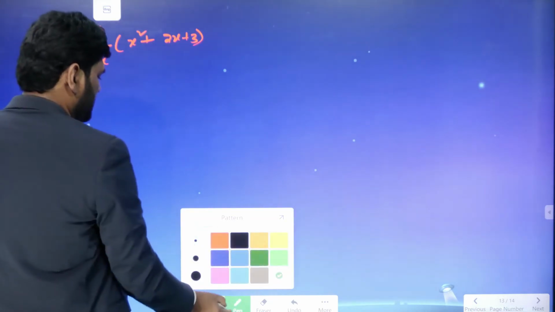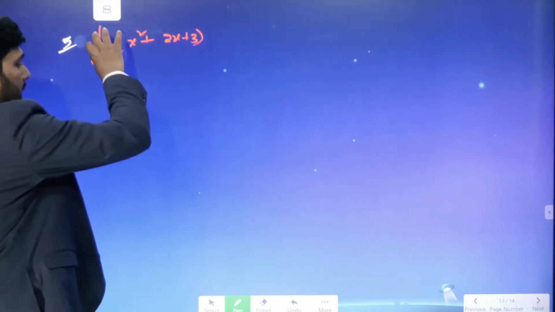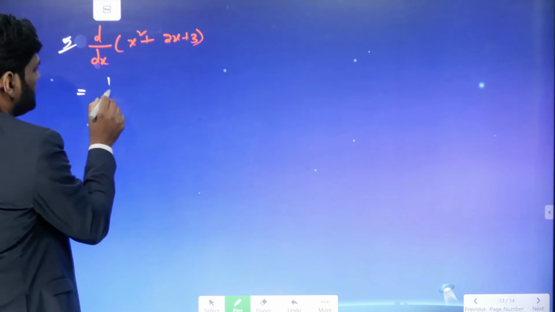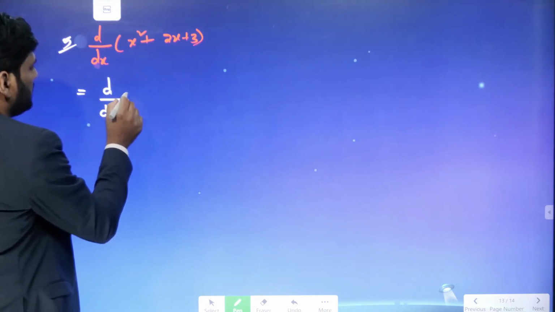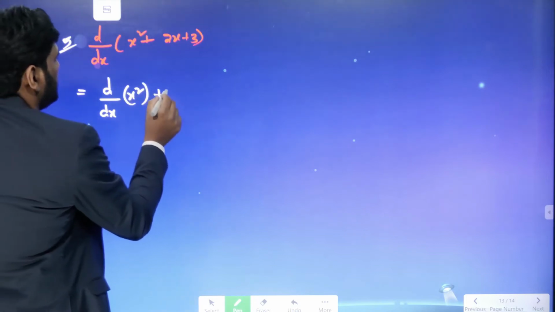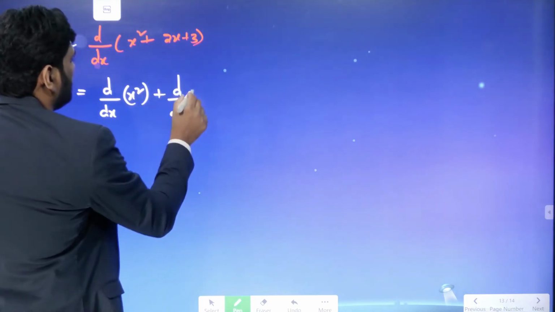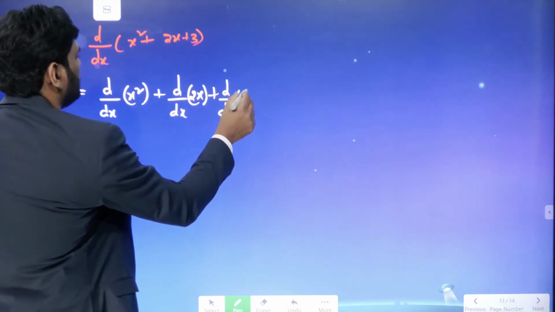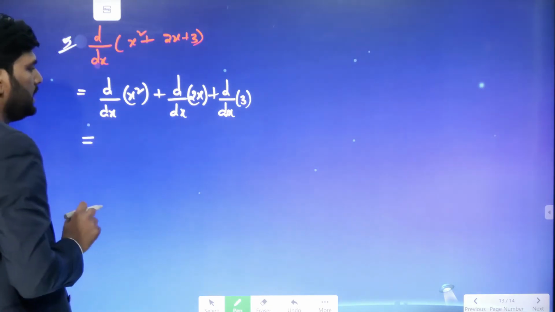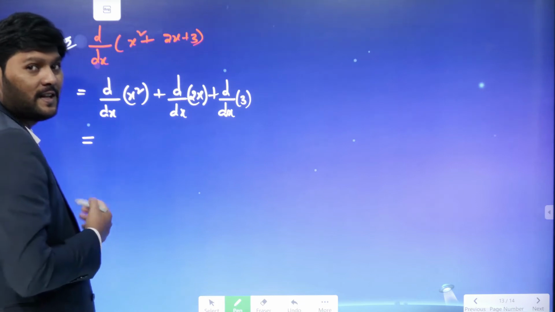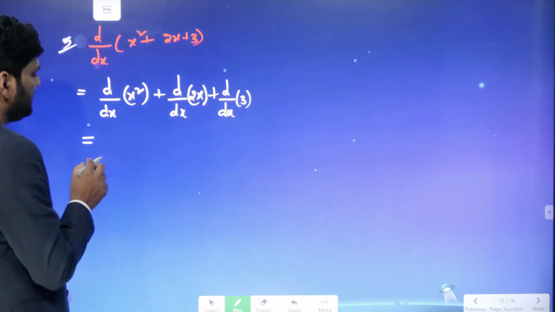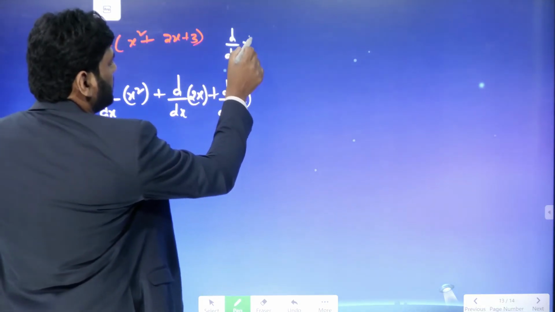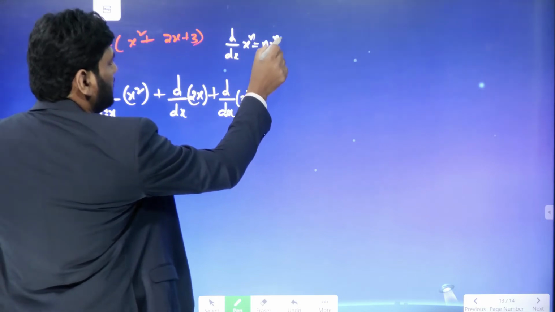Now this kind of question, first apply this differential operator to all the terms. If I apply the differential term, d by dx of x square plus d by dx of 2x plus d by dx of 3. So now d by dx of x square, apply the formula. What is the formula here? d by dx of x power n is n into x power n minus 1.